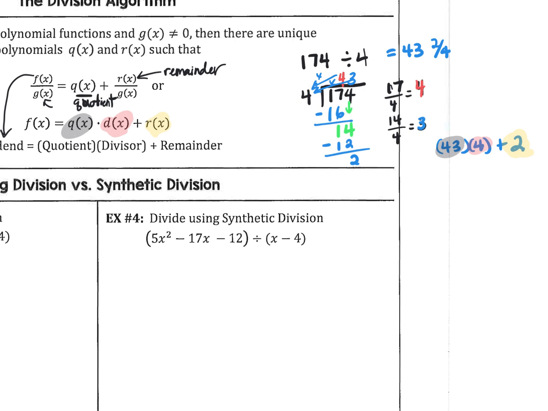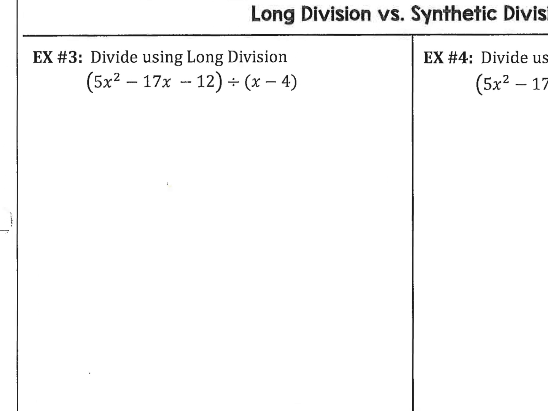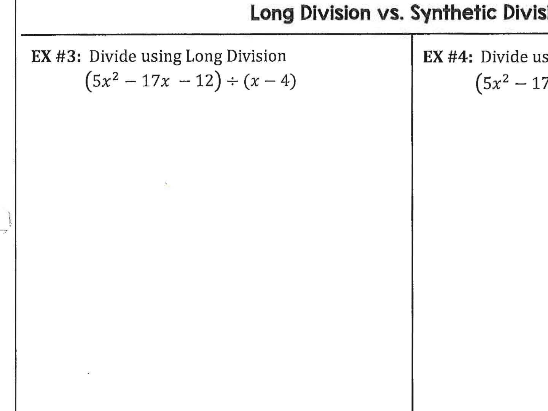Okay? Now, we can apply the same technique, but to variable expressions, to polynomials. Same idea, guys. How many times will it go in? Figure it out. Put it up top, multiply, subtract, bring down, start all over again. It really is just that easy. Now, I'm going to show it to you in long division, and then I'm going to show you the shortcut so you can compare them.